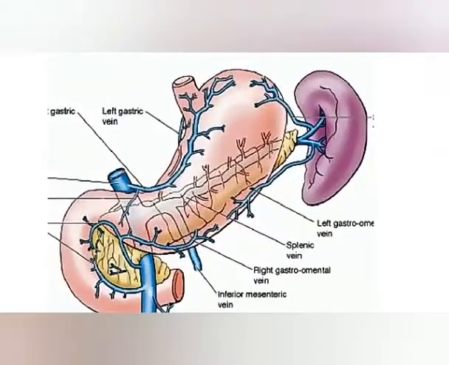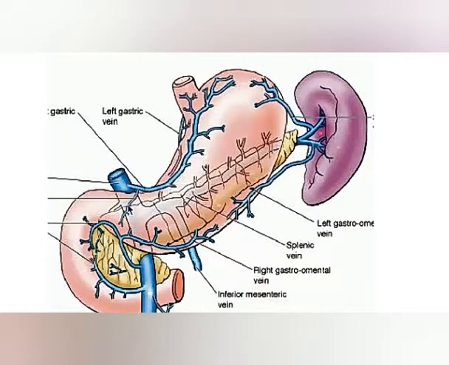Now let us discuss the venous drainage of the stomach. The venous drainage of the stomach is mainly into the portal system. You can see the portal vein here. The portal vein is formed by the superior mesenteric vein and the splenic vein. You can see the inferior mesenteric vein draining into the splenic vein, and the splenic vein and the superior mesenteric vein join to form the portal vein.